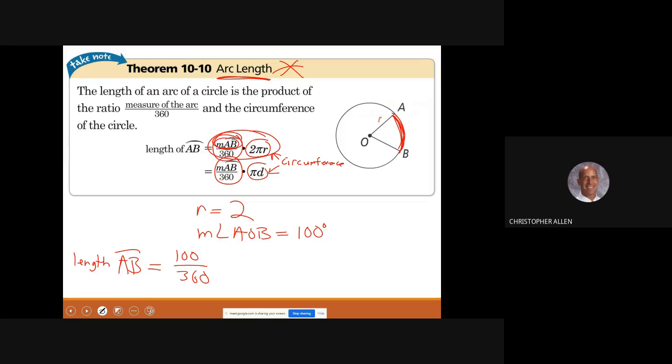So put 100 over 360, and then I got to do times 2, and then times pi, and then times the radius. What's the radius? Well, the radius is 2. So now, with our calculator, we just plug all that stuff in. I'm going to do 100 divided by 360 and get whatever that is. And then I'm going to take that times 2 times pi, and then times 2 again, and I get 3.49. That would be the distance of that arc, that length of that arc.